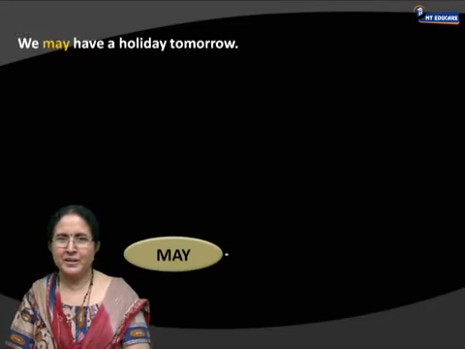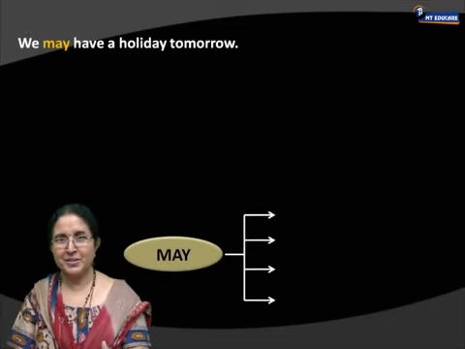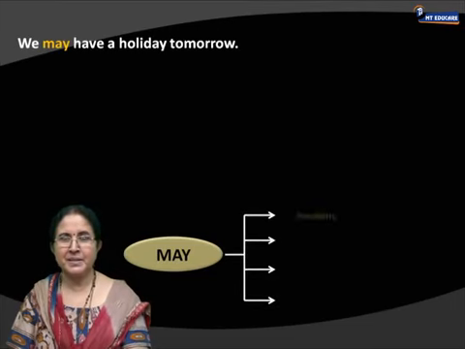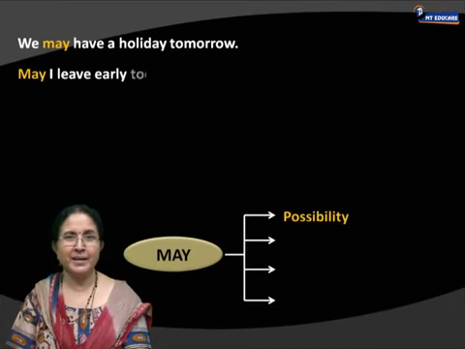Right, now we take the third one, may. Look at this. Now there are four functions. You see the four arrows. We may have a holiday tomorrow. So you don't know. You're not very sure. But there is a possibility. The second one is a question. May I leave early? So it is permission.